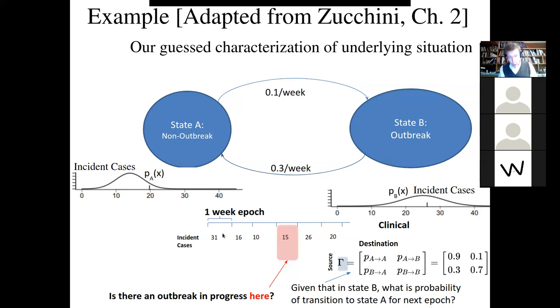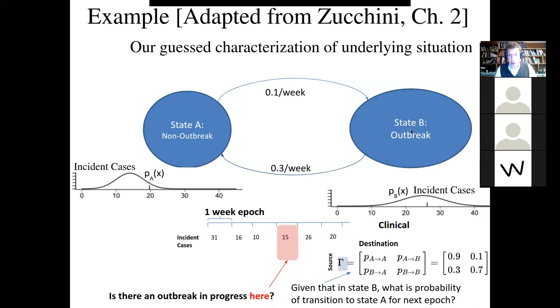We have 1 week epochs, and we're interested in knowing at a given time, let's say the current time, shown in red here, is there an outbreak going on? And for simplicity here, and we're going to go beyond this in the take-home exercise, we're going to assume a certain hidden Markov model structure. In the take-home exercise, you'll be exploring different hidden Markov model structures that might explain the data and which one might explain it best. But here, we're going to be focusing on how well it explains it.